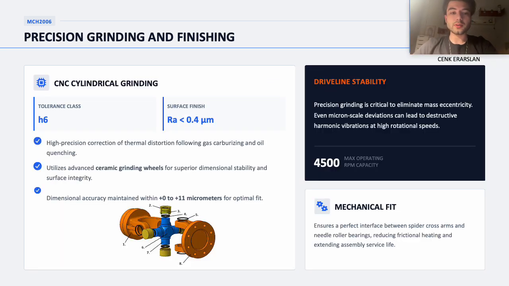From now on, I'll continue, and at first I want to talk about precision grinding and finishing. On this slide, CNC cylindrical grinding is used to achieve an H6 tolerance and a surface finish under 0.4 micrometers. This extreme precision is vital for driveline stability at 4,500 RPM. It prevents destructive vibrations. Ultimately, it ensures a perfect mechanical fit, reducing friction and extending the assembly surface life.